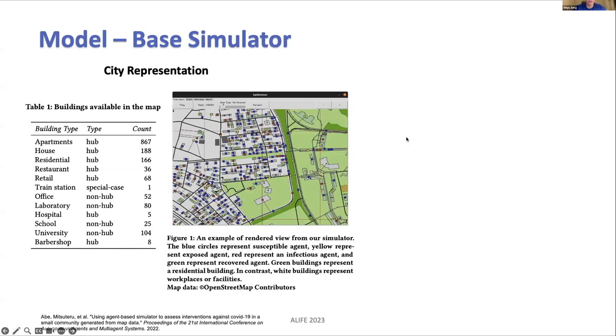As you can see, this is our base simulator, one of the submodules. It is the city representation. As you can see from figure 1, this is an example of the rendered view of our simulator. We built it from the OpenStreetMap API, so we can depict the areas that really exist in the world. Actually, this is the University of Tsukuba and its surrounding areas. We also built various business institutes in the map, and we let all our agents interact with those businesses.